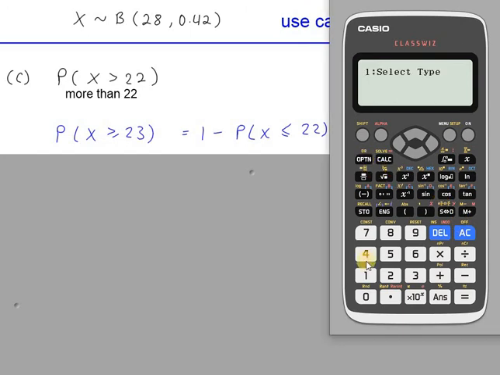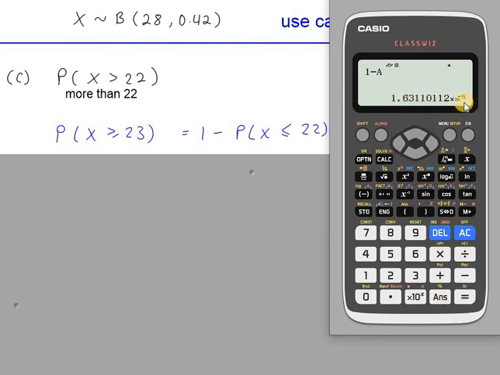So options key again, type, scroll down, binomial CD, option 2, and we need 22 in here. Press equals. We need to store this in the calculator's memory or write it down somewhere, because we need to do 1 minus to this value. So if I store that in memory A, so that's now stored, press the AC key, menu, option 1, and then 1 minus, then I need to recall that probability that's in memory A.